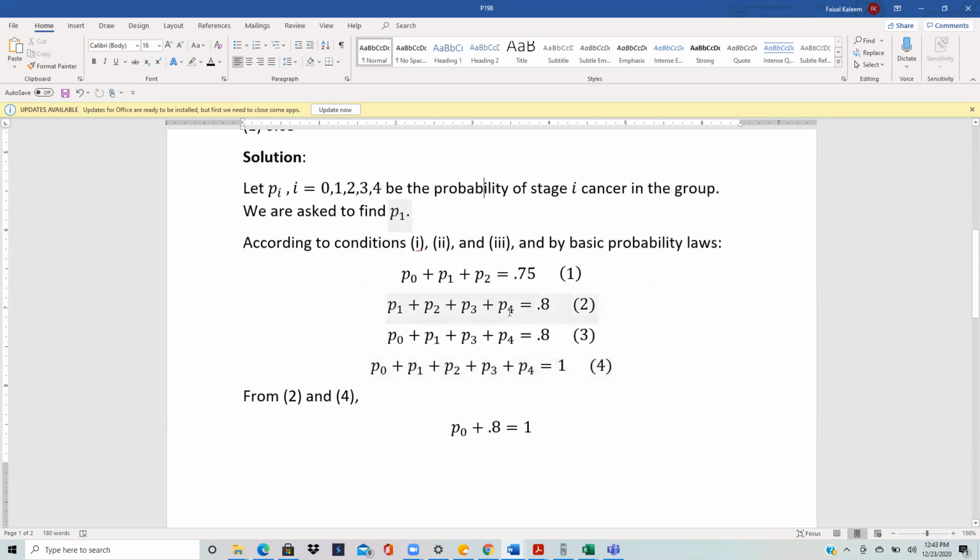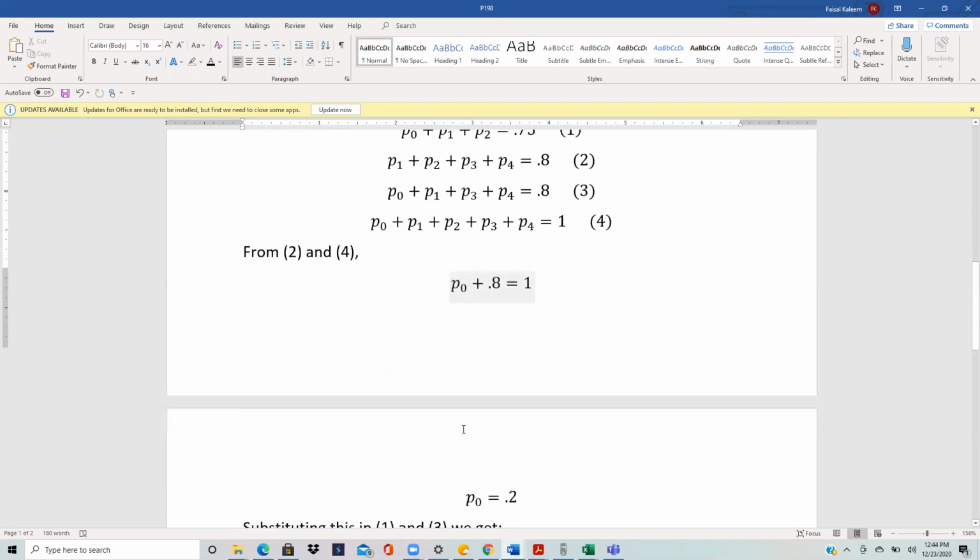Now, if you look at 2 and 4, 2 has everything except P0, and 4 has everything. So if we substitute P1 plus P2 plus P3 plus P4 in here in number 4, we get P0 plus all this, which was 0.8. So P0 plus 0.8 equals 1. Remember P1 plus P2 plus P3 plus P4 was 0.8, so we substitute that over here. So this gives P0 equals 0.2.